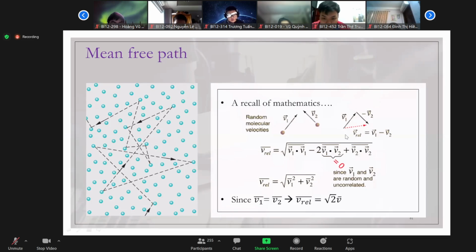Bạn nào học chưa? Học rồi sao? Algebra. Okay. Linear, trong linear. Oh, okay.